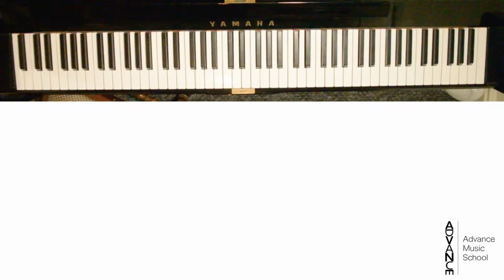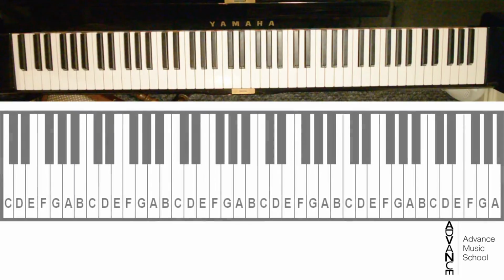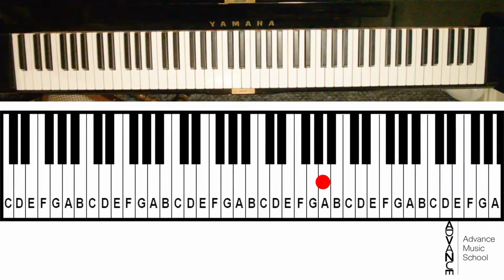Flats work in the opposite direction. A flat looks like a small B, and these bring the note down a semitone. So when an A becomes an A flat, it is played on the black note below A. If a B becomes a B flat, it is played on a black note below B.